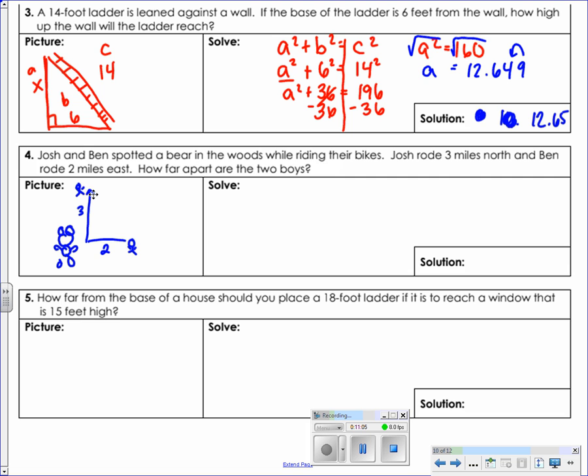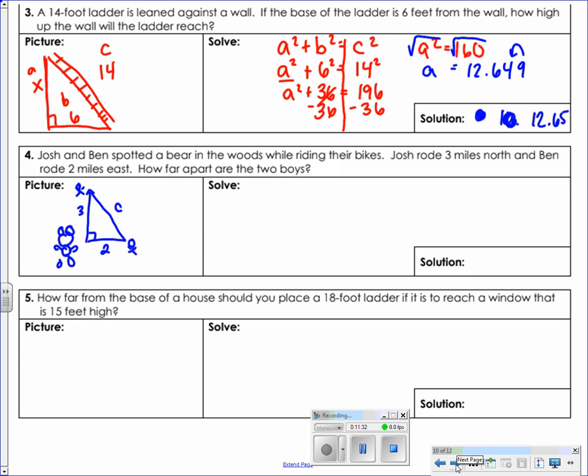So this is how far apart they are, because you wouldn't want to go back down and then back right, because that would get you back to the bear. And because north and east are vertical and horizontal lines, here's your right angle. And this distance between Josh and Ben is going to be C. Okay, so I started you with the picture, and now I want you to see if you can solve it.